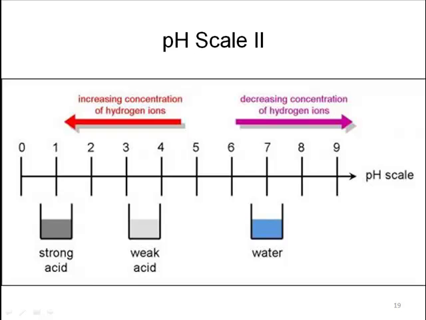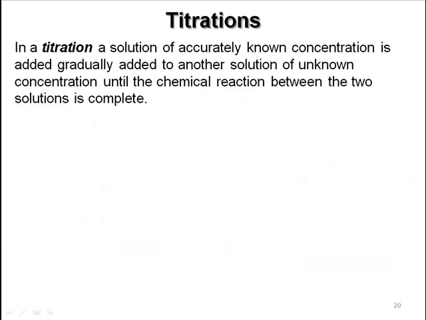Now, the pH scale here. Strong acids tend to be in this range. Weak acids tend to be more towards 7. And then as you go up, again, you decrease the concentration of the hydrogen ions. The pH scale is all based on the power of the hydrogen ion. That's why it's called the pH scale.